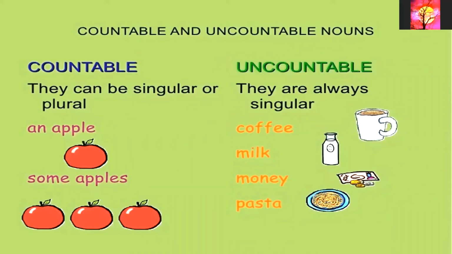Countable nouns can be both singular or plural. An apple is singular, some apples is plural. But uncountable nouns will always be singular. Coffee, milk, money, pasta, these are all uncountable nouns and will always be considered as singular.